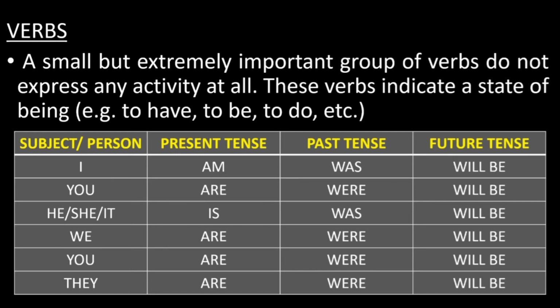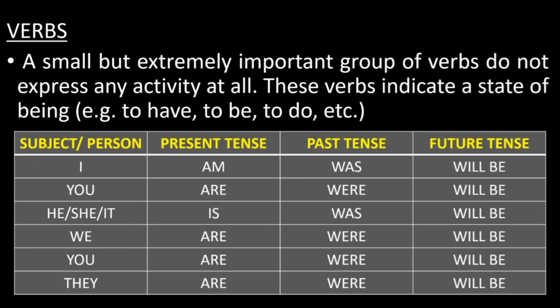Now when we conjugate the verb to be in the present tense, as in when we speak of an action which is taking place right now, we will say I am, you are, he, she, it is, we are, you are, or they are. When we speak of an incident which has happened in the past, we will say I was, you were, he, she, it was, we were, you were, and they were.